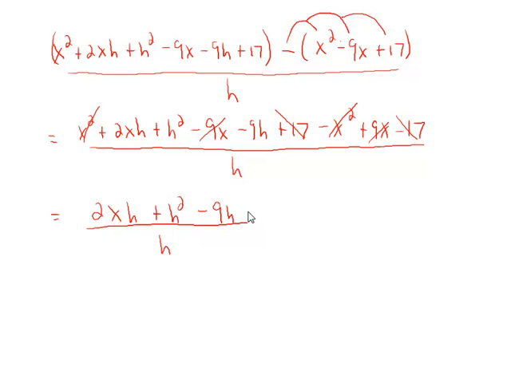Basically, if you do this right, the only terms that survive in the numerator should contain an h. To simplify this, I'm going to factor an h out of the numerator. That's going to be h times 2x plus h minus 9, all over h, and the h's divide out, leaving us with just 2x plus h minus 9.